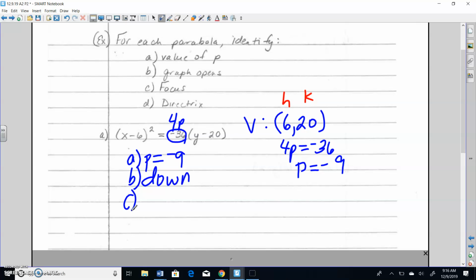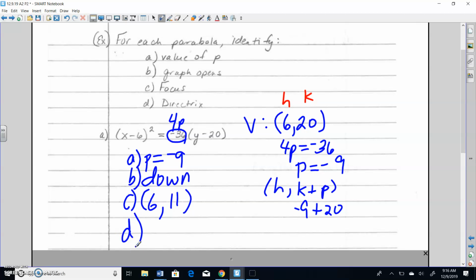Now we're trying to find the focus. And remember, the focus for this is h, comma, k plus p. And our h value is 6, and k is 20. So we're going to take a negative 9 plus 20, which is 11. So the focus point is located at 6, 11.